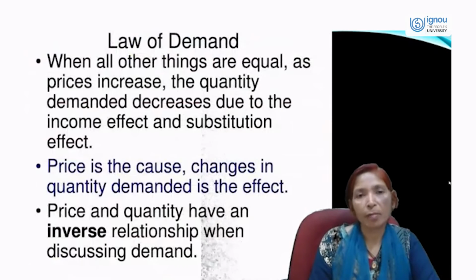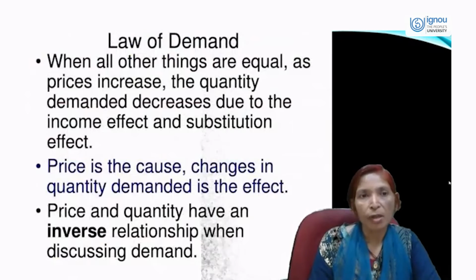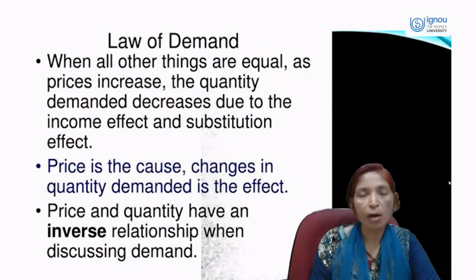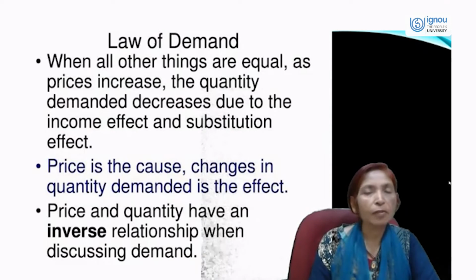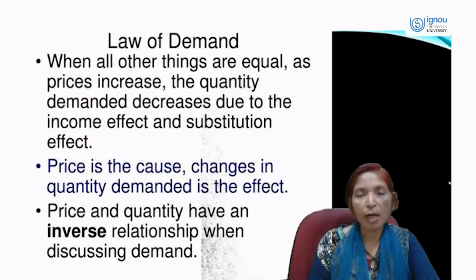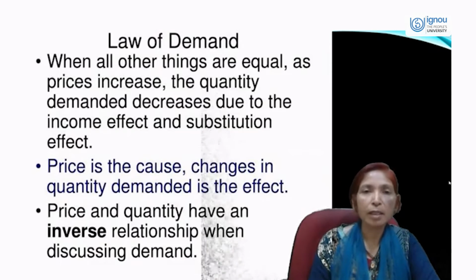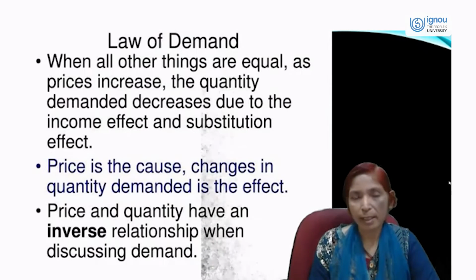Now next is the law of demand. What is the meaning of the law of demand? If all other things remain constant, or equal, or ceteris paribus, when price rises, demand falls, and when price falls, demand rises. There is an inverse relationship between price and quantity demanded. So the law of demand explains the inverse relationship between price and quantity demanded, if the other factors which affect demand remain constant.